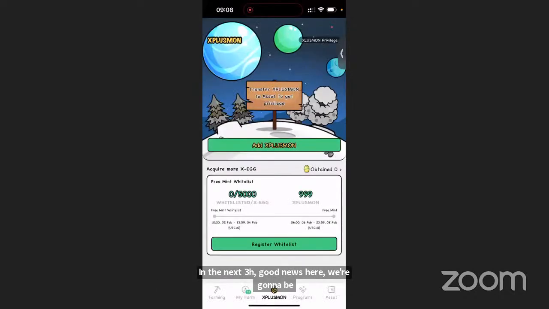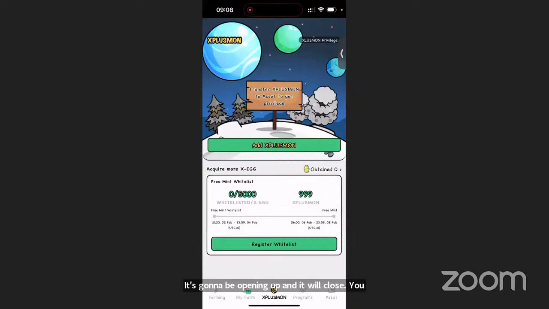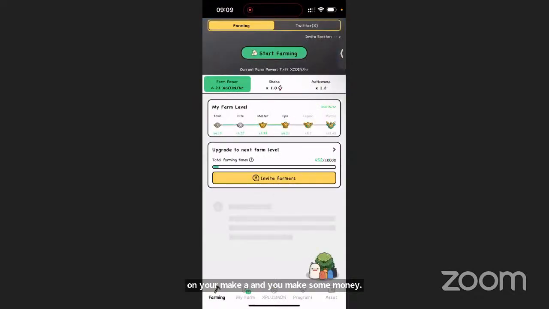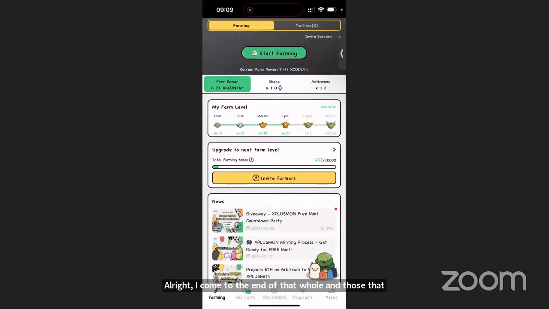We're going to be getting these tokens for free. It's going to be opening up, and it will close on the 8th of February. So you're going to mint, and minted tokens could be sold freely on the open store. I think we shall share that, and it could be sold on your Trust Wallet or on your MetaMask, and you make some money. All right, I come to the end of that call, and those that are doing it, please keep enjoying.